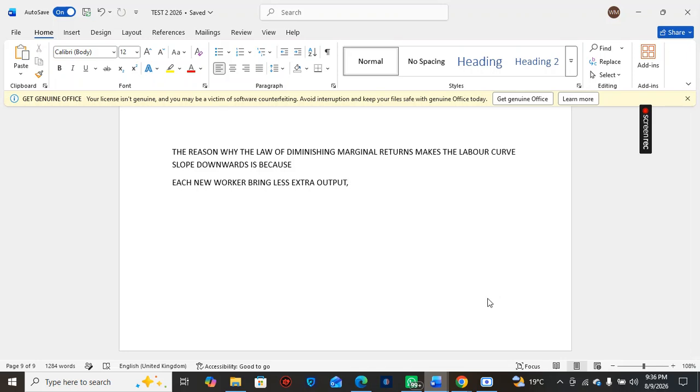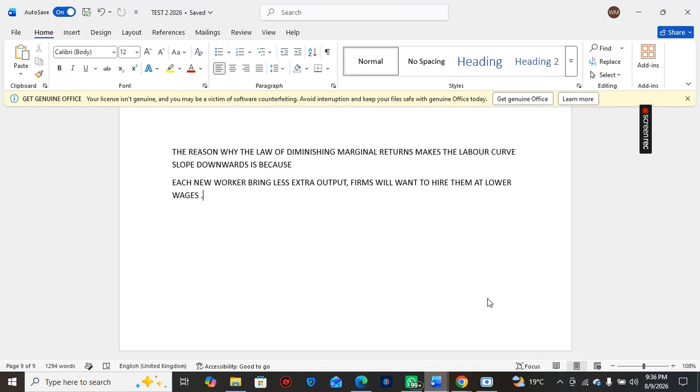firms will want to hire them at lower wages. Okay. Now that's just a simple way of expressing it, but that's the whole concept behind this. According to the law of diminishing marginal returns, the more workers you bring in, the less extra output they bring in. Okay, so the less extra output they bring in, it means they're not as valuable. Okay, so you want to hire them at lower wages.